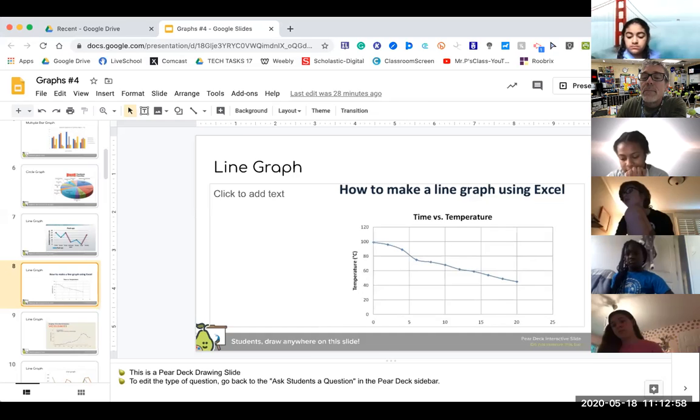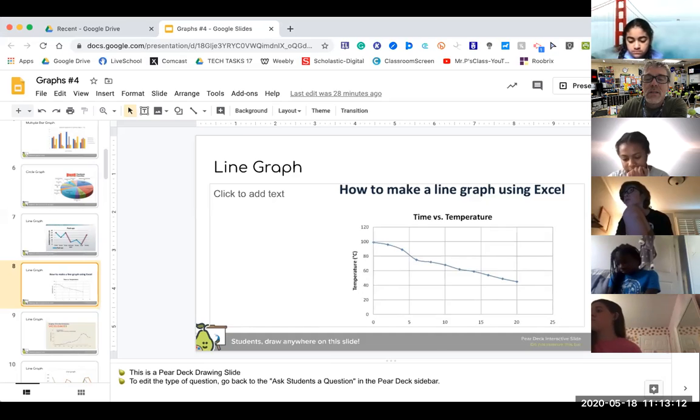Okay, key point. The X is always going to be the time, because it's change over time. Correct. The Y is going to be the amount of change. The X is always going to be the time. And so that's why the time's always along the X-axis, right?